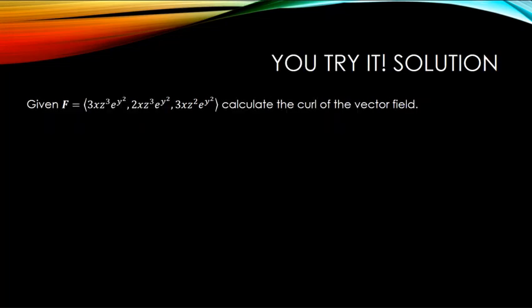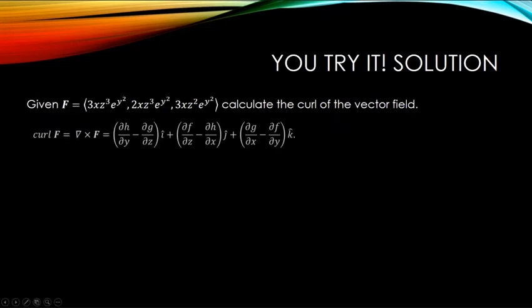So I need to find del cross F. I know that del cross F is the curl of F, and I can write that by taking the partial of h with respect to y minus the partial of g with respect to z in the i hat direction, plus the partial of f with respect to z minus the partial of h with respect to x in the j hat direction, plus the partial of g with respect to x minus the partial of f with respect to y in the k hat direction.